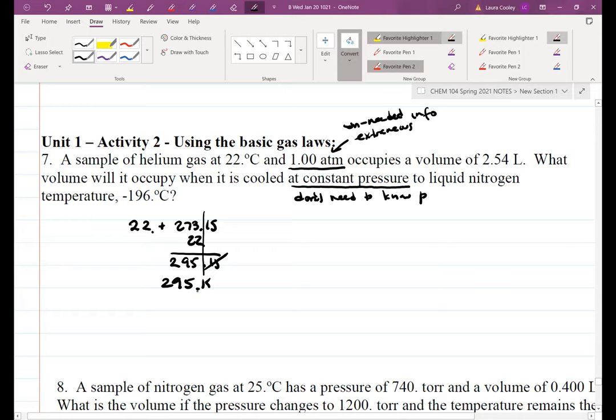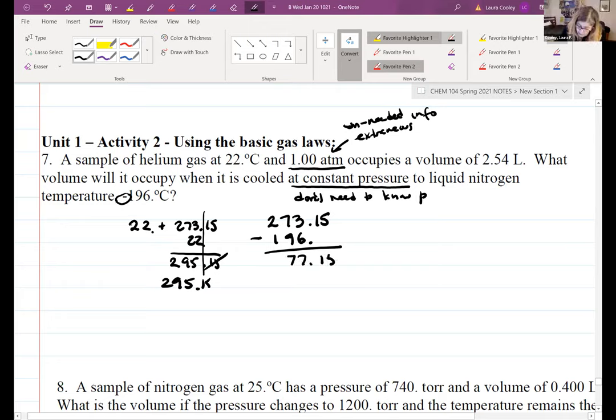Okay. And then we're using the next number that it was cooled to. And then we're going to do 273 plus 196. Except it's not plus because it's negative. Oh, yeah. So minus. That's right. And that comes out to 77.15, but you can't use that because you stop at your sig figs. Right. So you end at your 77 K. So then you have the 2.5.